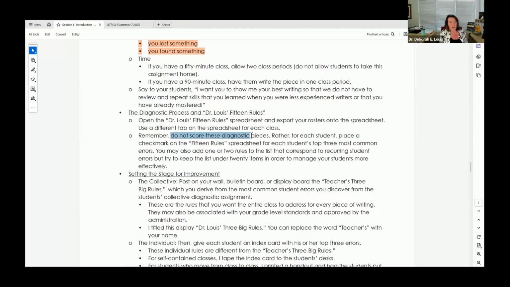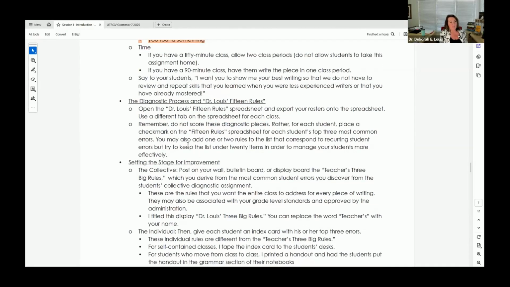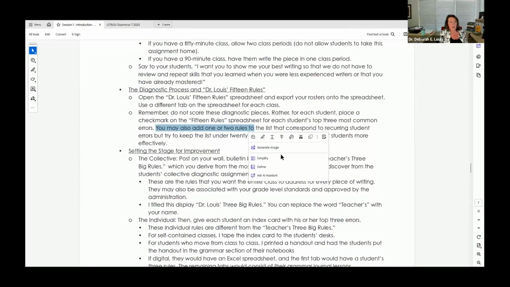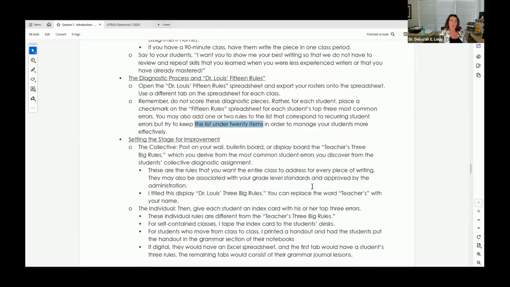Remember, you're not going to score the diagnostic pieces. Rather, for each student, place a check mark on the 15 rules spreadsheet for each student's top 3 most common errors. And then you may also add 1 or 2 rules to the list, right? But try to keep the list under 20 items in order to manage your students more effectively throughout the year, okay? Now, what's going to happen is you're going to read these and you're going to just mark 3 rules that they need to work on.